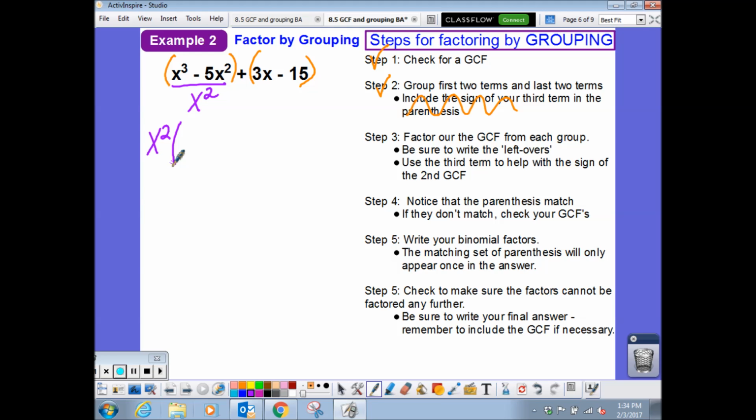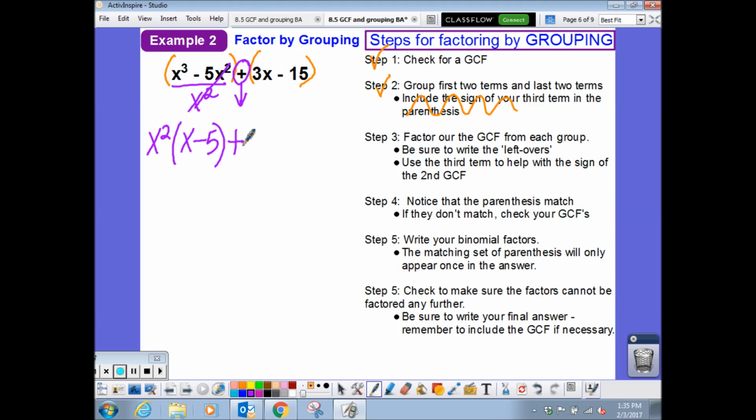So if I take x squared out of x cubed, that leaves me with an x, minus 5x squared over x squared. Those x squares are going to cancel. That leaves me with 5. Whatever sign is in the middle here, you are going to bring that down.